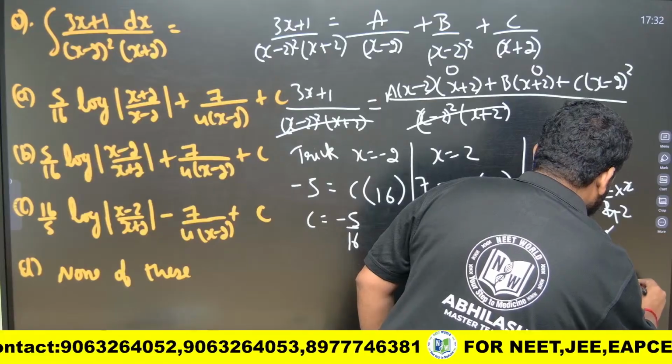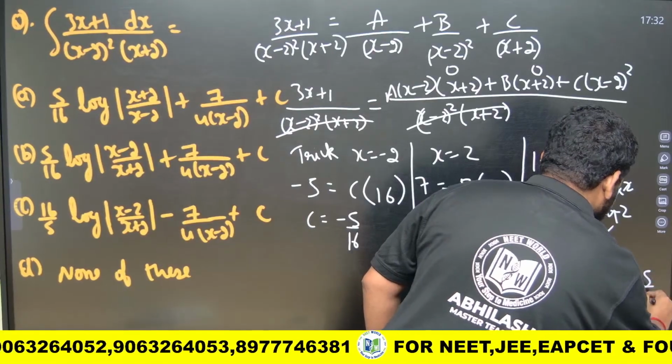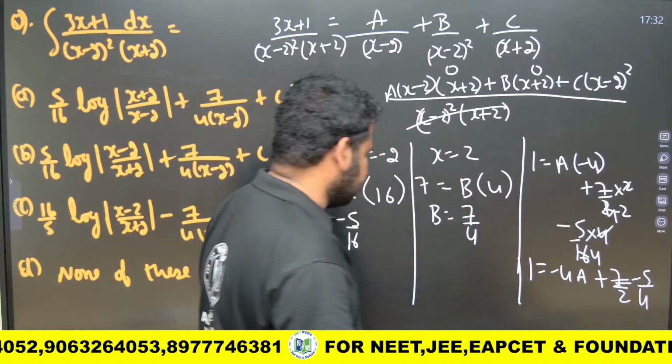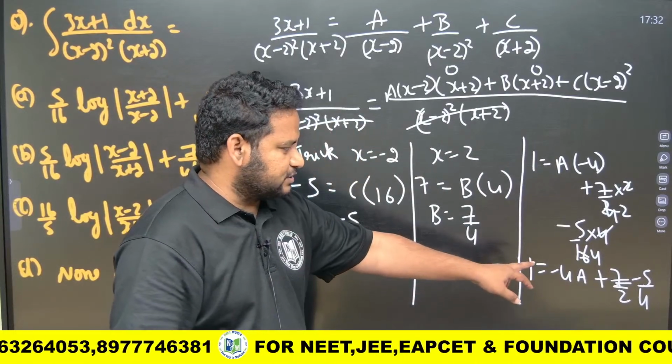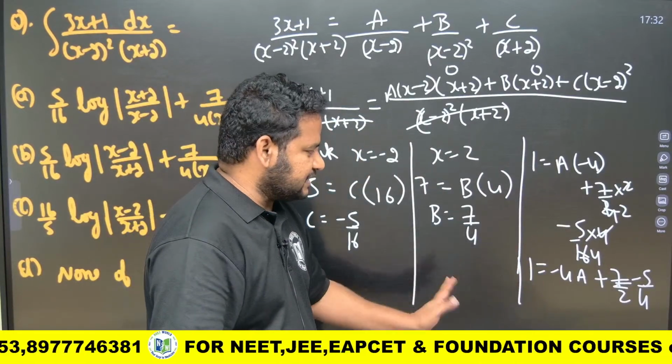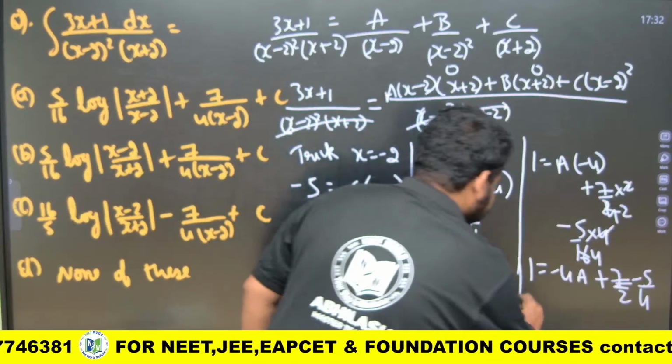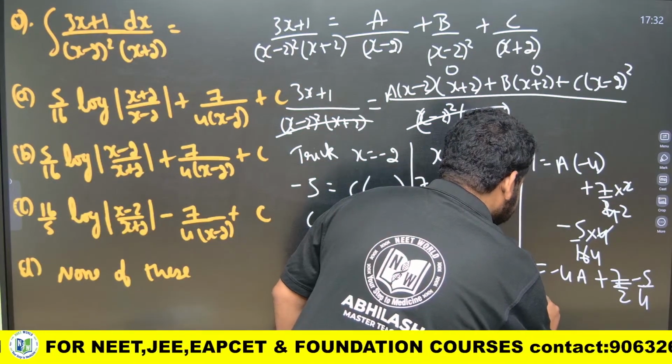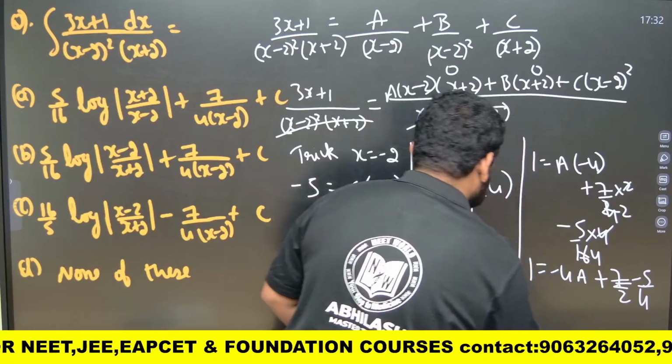Okay, 7 by 2 minus 5 by 4. This is what I will have: 1 is equal to minus 4a plus 7 by 2 minus 5 by 4. If I bring it this side and take LCM, what I will get, friends? So you observe here.